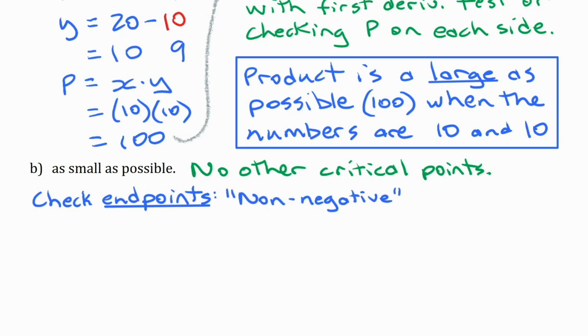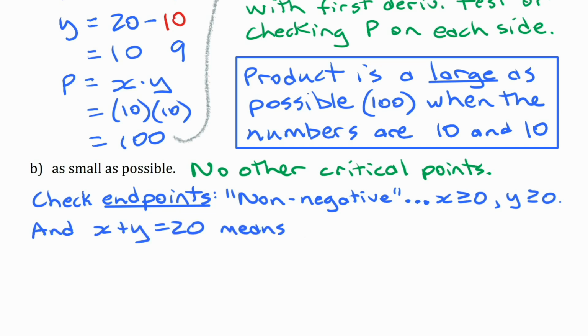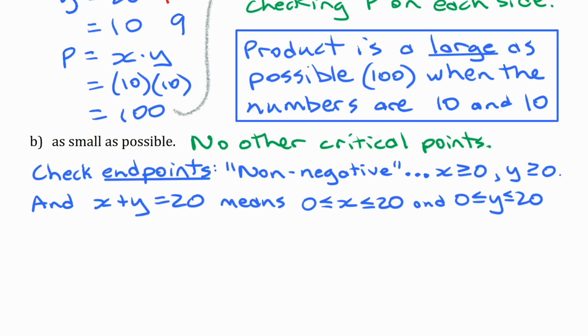It did mention that the numbers have to be non-negative. So for us, the domain for our x value means x has to be greater than or equal to 0 here. And that means that in our situation, y has to be greater than or equal to 0. Both values have to be not negative, so positive or 0. And if we combine that with the fact that they add to 20, it means that each of them is greater than or equal to 0 and less than or equal to 20, right? They can't be more than 20, because if one was more than 20, the other one would have to be negative, all right? So x has to be between 0 and 20, and y has to be between 0 and 20.